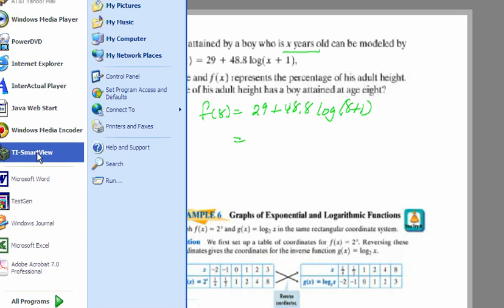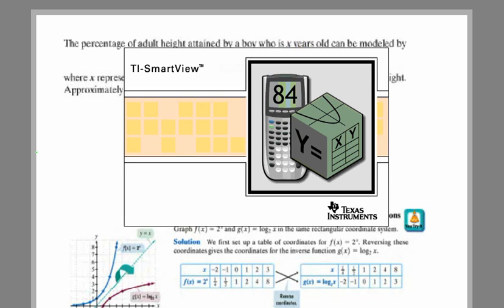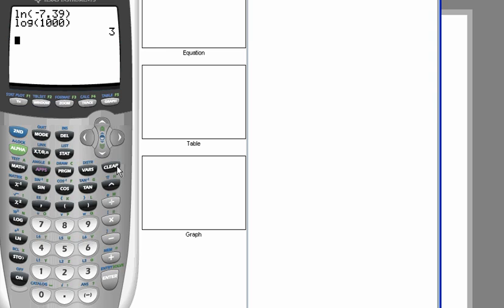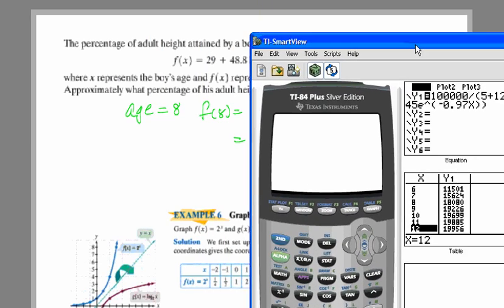Lost my calculator again. So let's type that in, and that log is log base 10, so that's one we can do on our calculator. Okay, let's clear that out and find out where our function is.